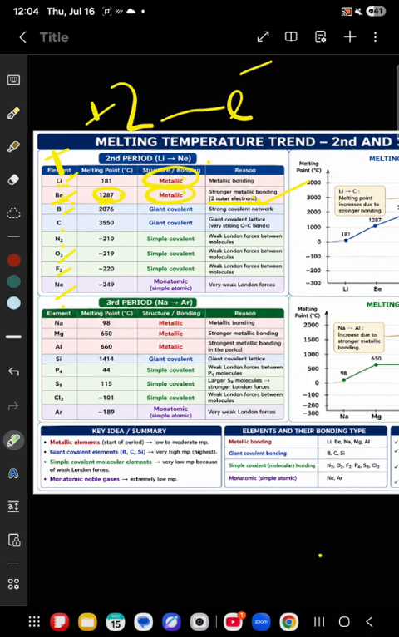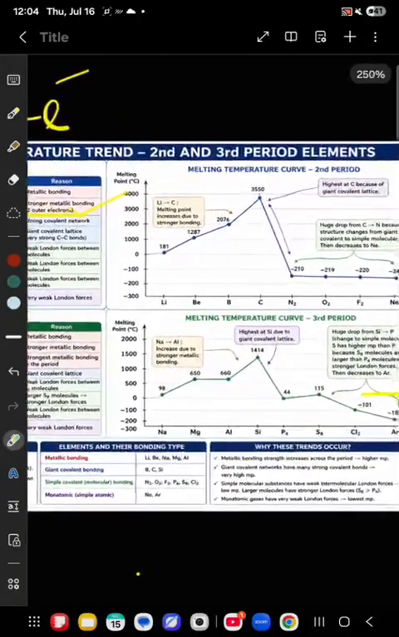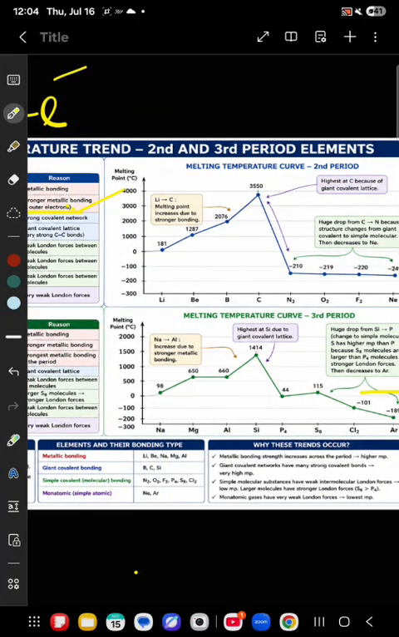So when you are moving from carbon to nitrogen, let's look at the graph. This is a graph for the second period elements. This is lithium, then beryllium, then boron, and then there is carbon. Whenever your examiner gives you a graph for melting temperature with a peak for the second period, you should be very sure that at the peak this would be carbon, because the fourth group element would be at the peak.